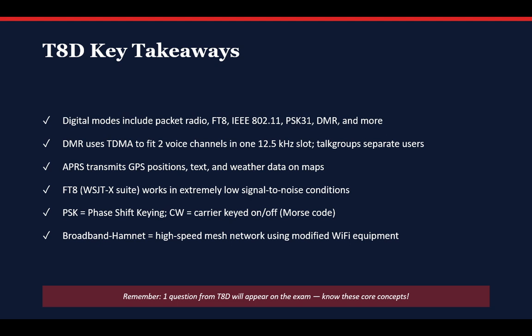And then PSK is phase shift keying. CW is carrier keyed on and off Morse code. There are some different things you can do on CW with the break-in settings and all that, but as you're transmitting CW, in between your characters, you can monitor as well. You can set it to where it will just send everything out and then unkey the transmitter, or you can have it key and unkey as you're doing it.